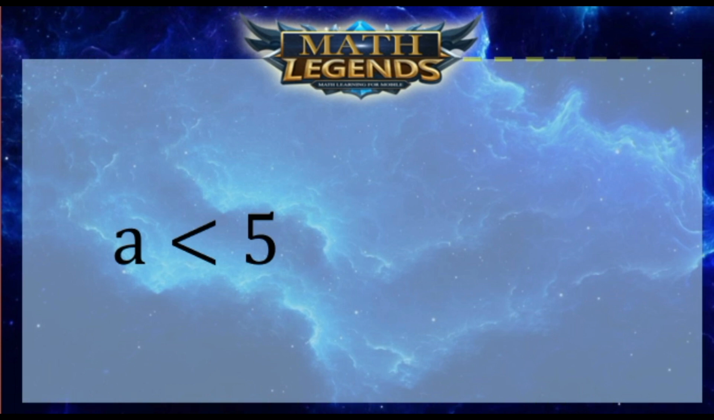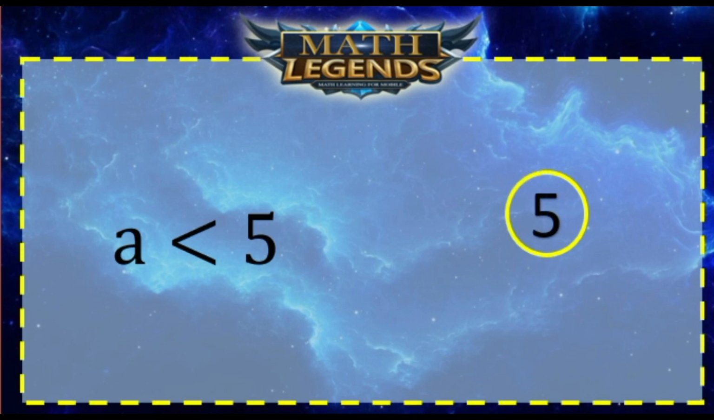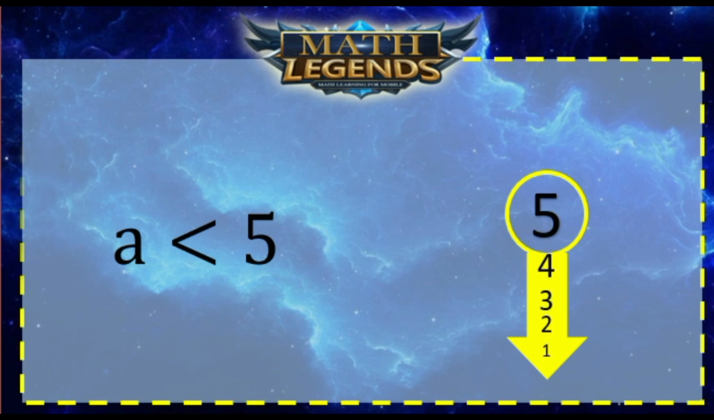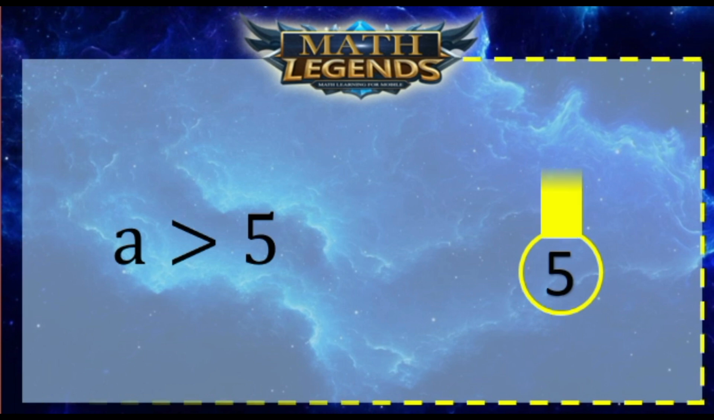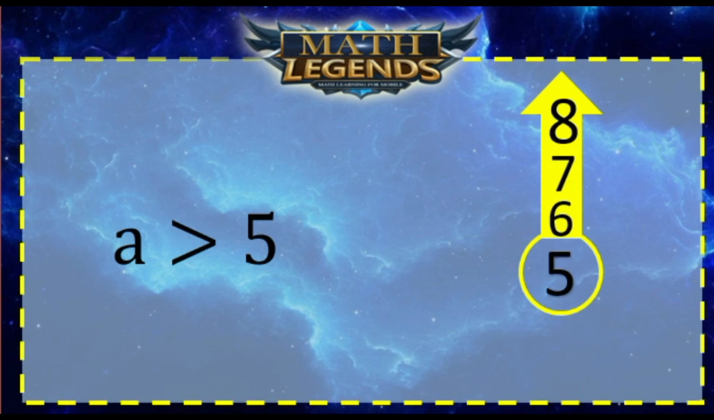But when we say a number that is less than 5, those are the numbers that are not equal to 5, but are less than 5. Those are 4, 3, 2, 1, and so on. So here 5 is not included. How about if we have a number that is greater than 5? It means that given a number, it is not equal to 5 and it is greater than 5. Those are 6, 7, 8, and so on. And here, as you can see, 5 is not included.